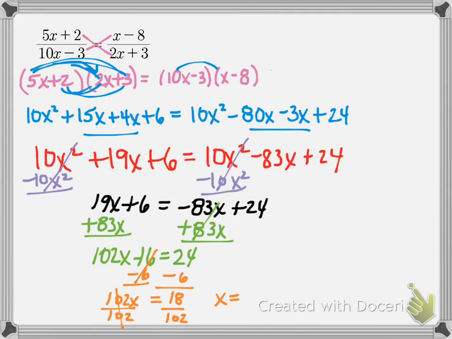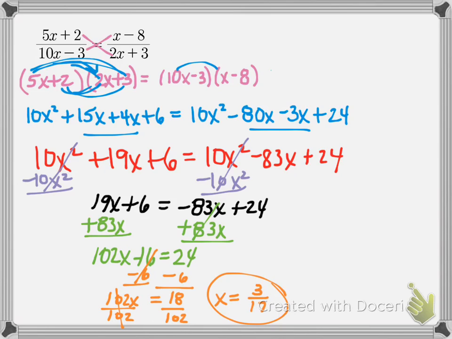And now you can use a calculator if you like. You can start simplifying this by yourself, but I know that this is the same thing as 3 over 17. Or you can write that as some ugly decimal. Doesn't really matter to me, but the fact is that that's your answer.